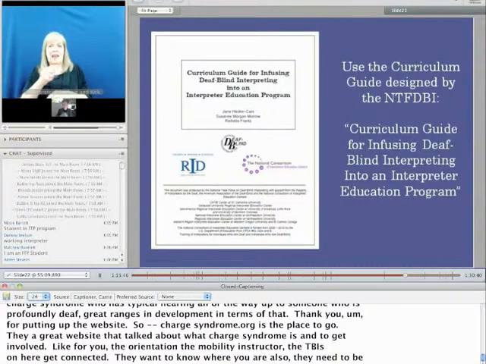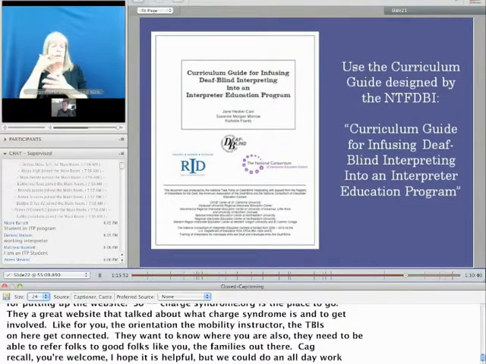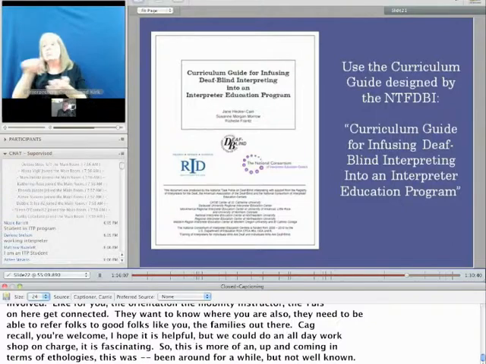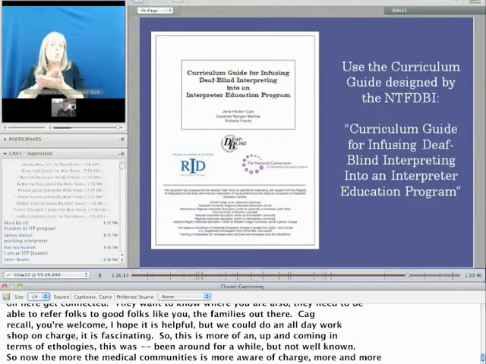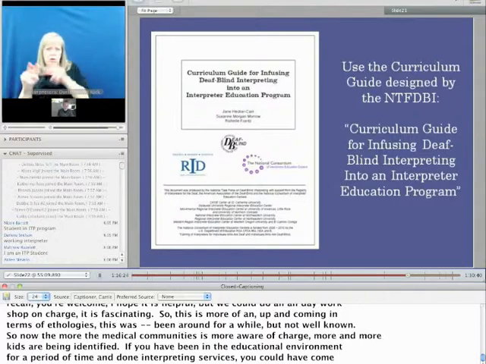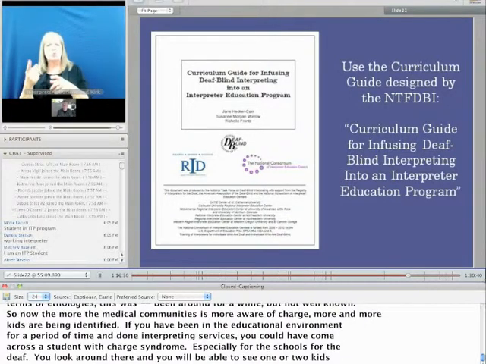But CHARGE syndrome, we could do an all-day workshop just on CHARGE, because it's really fascinating. And this is more of an up-and-coming etiology. It has been around for a while, but not well known, and now the more the medical community is becoming aware of CHARGE, more and more kids are being identified. If you've been in the educational environment for a period of time and done interpreting services, you very well could have come across a student who has CHARGE syndrome, especially if you work in the schools for the deaf. You look around there, and pretty much you'll be able to see one or two kids walking down the hallway, whereas before things may have gotten overlooked.